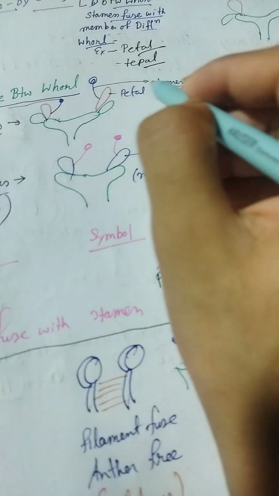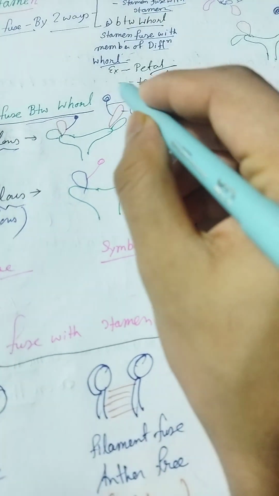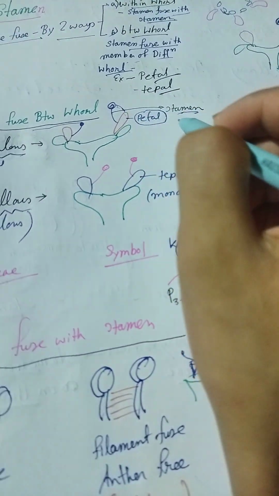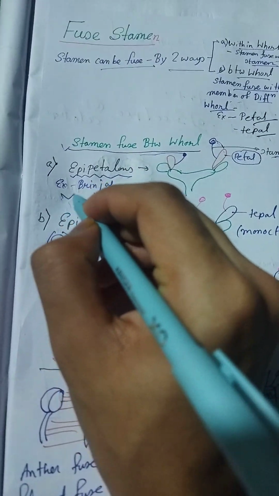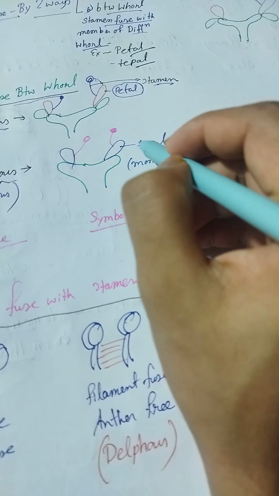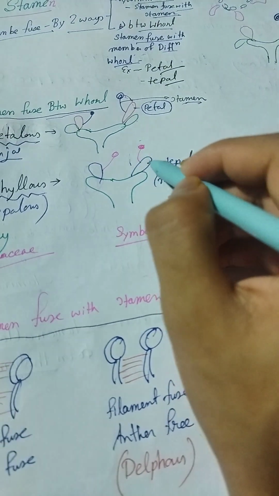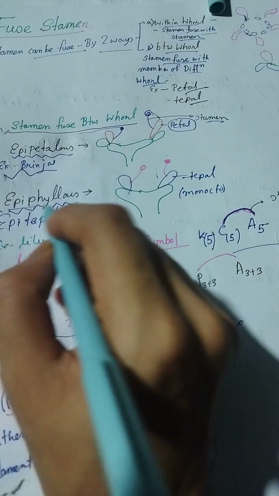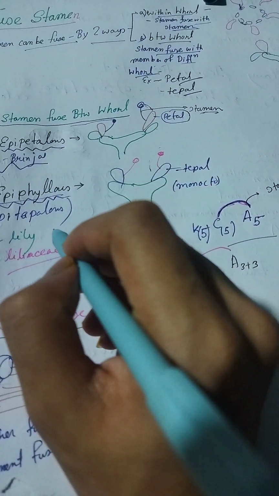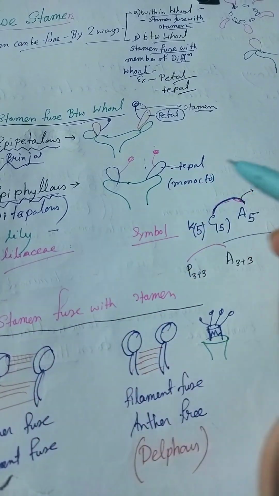If this is stamen and this is petal, this fusion is called epipetalous. Example is brinjal. If this is tepal and this is stamen, and this type of fusion is called epiphyllous. In this case is lily. Family is Liliaceae.